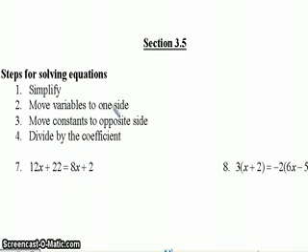You're ready to move your variables to one side. I usually end up moving the smaller number, 12x and 8x. I'm going to choose to move the 8x, but that's just my personal preference. These are not gone, but you do get a 4x when you simplify those. The 22 hasn't moved anywhere.